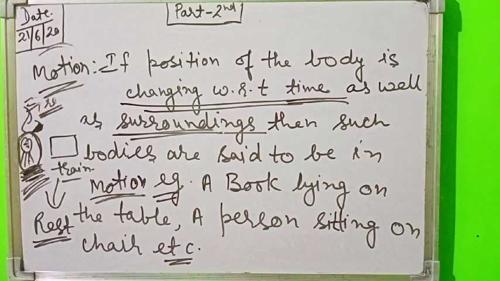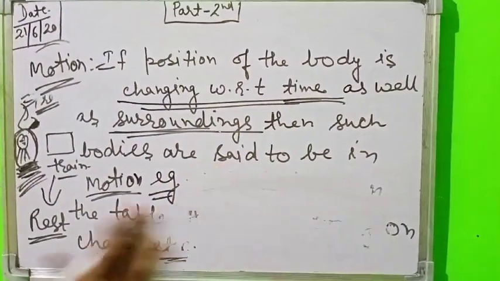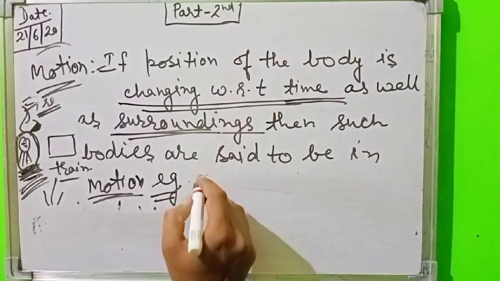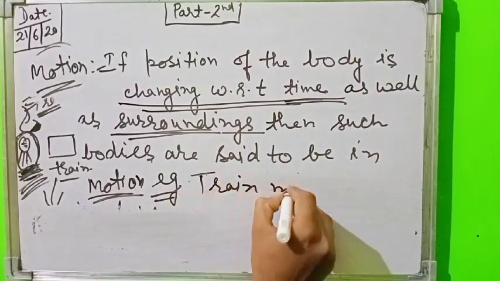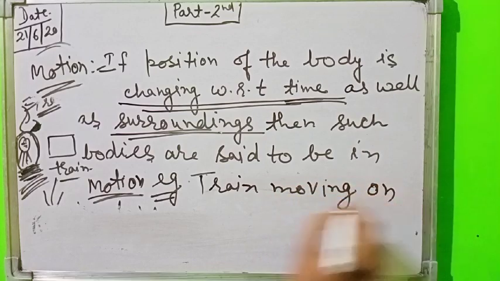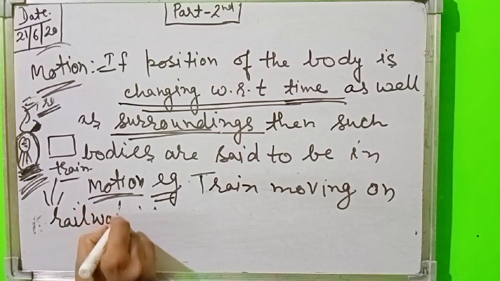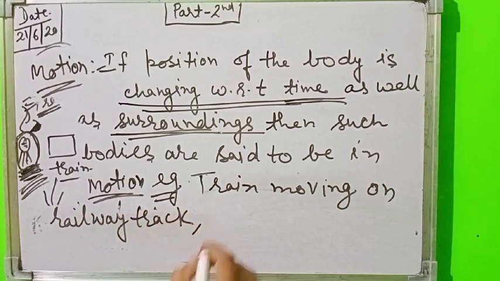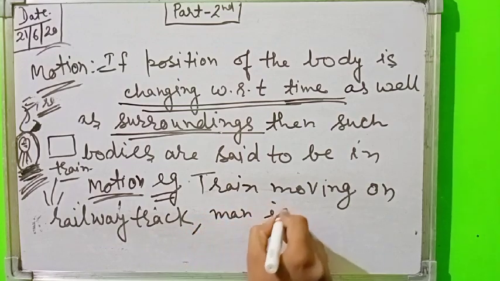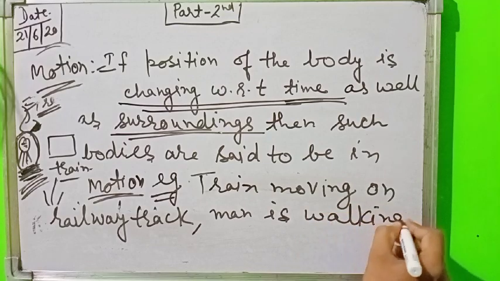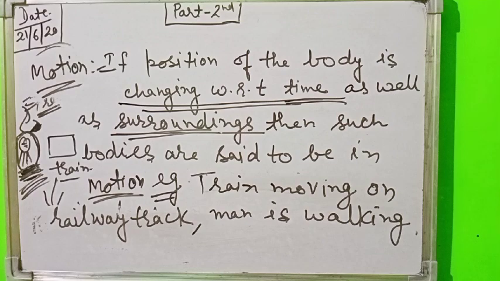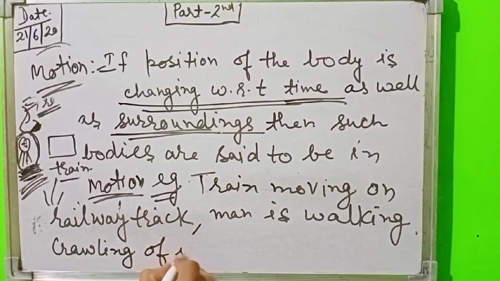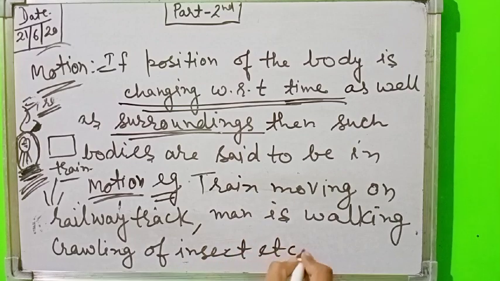In our daily life, examples of this: train moving on railway track, man is walking, crawling of insect, etc.